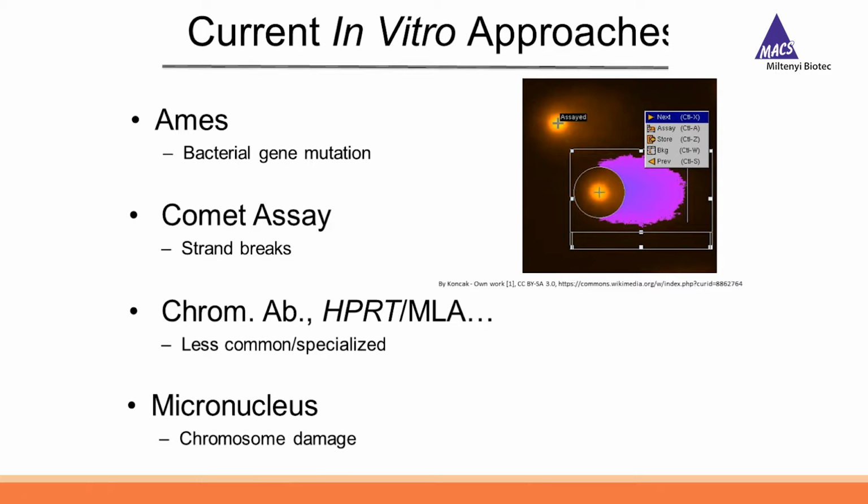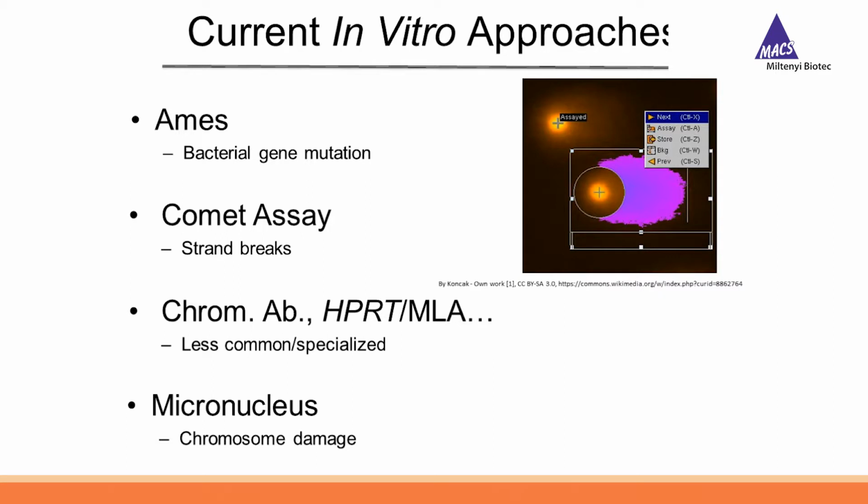There are a couple of other ones that do get used every once in a while. That's the chromosomal aberration assay, which is again a chromosome-damaging endpoint. There are some other assays, HPRT and the mouse lymphoma assay. These are a little more specialized and not quite as commonly used as the final one that I'm going to be talking about, which is the in vitro micronucleus assay. And again, this is our indicator of chromosome damage.